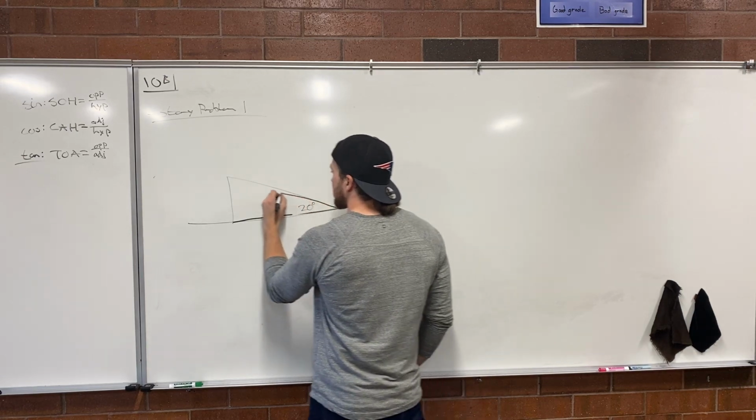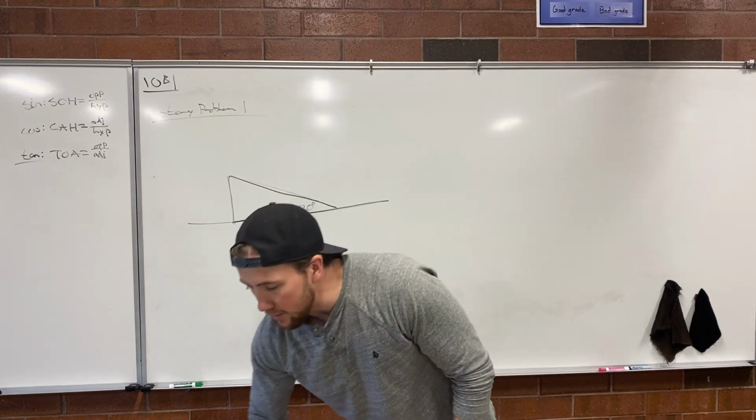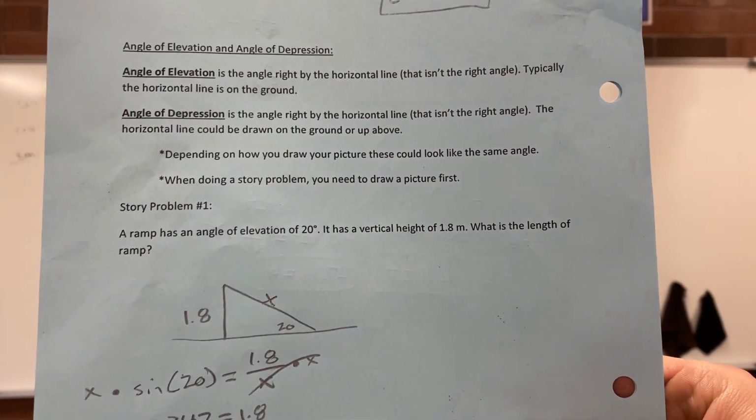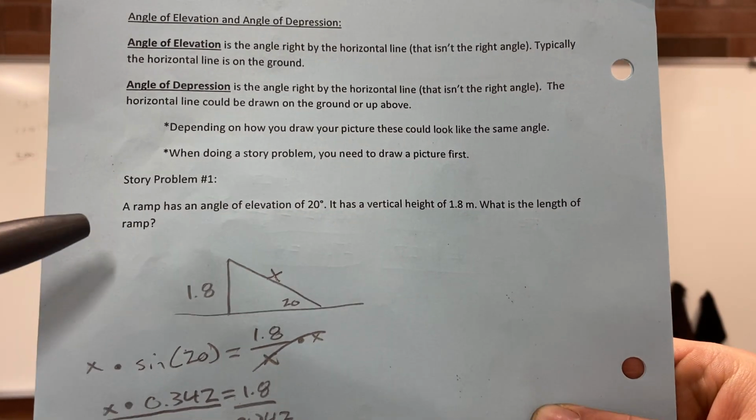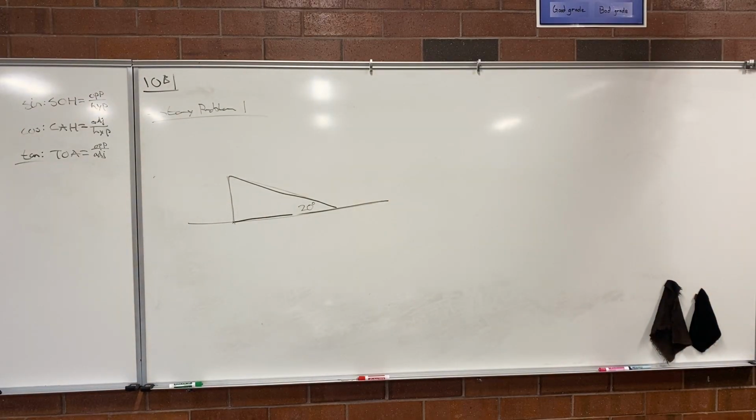It's a little finer, this marker. Okay, so 20 degrees is our angle of elevation. The other bit of information we're given here is that the ramp is 1.8 meters high. So I'll just give you a little zoomed in look. A ramp has an angle of elevation of 20 degrees and a vertical height of 1.8. What is the length of the ramp?